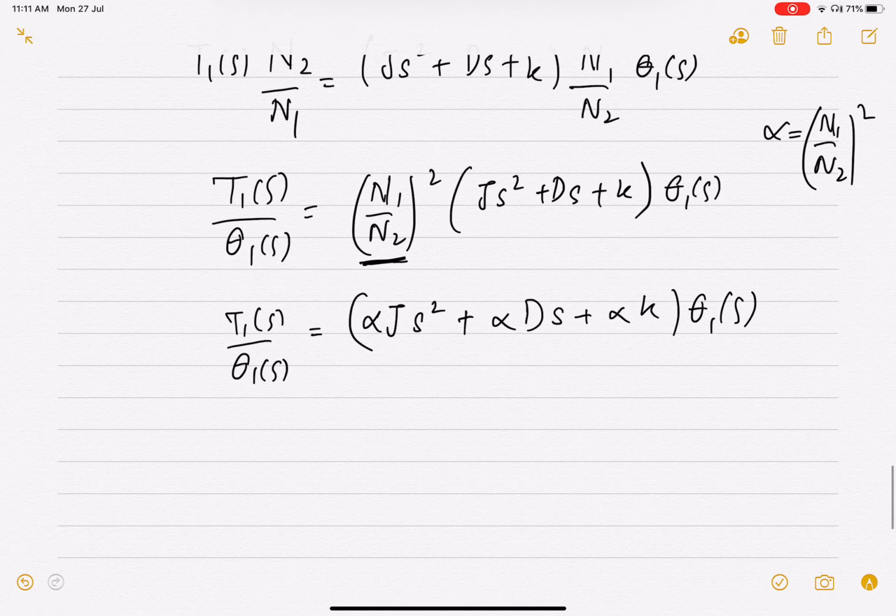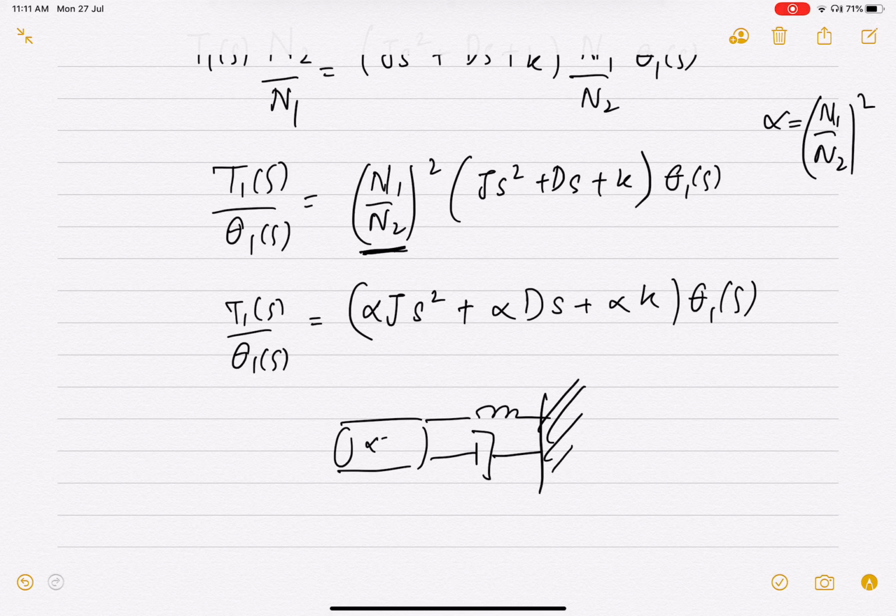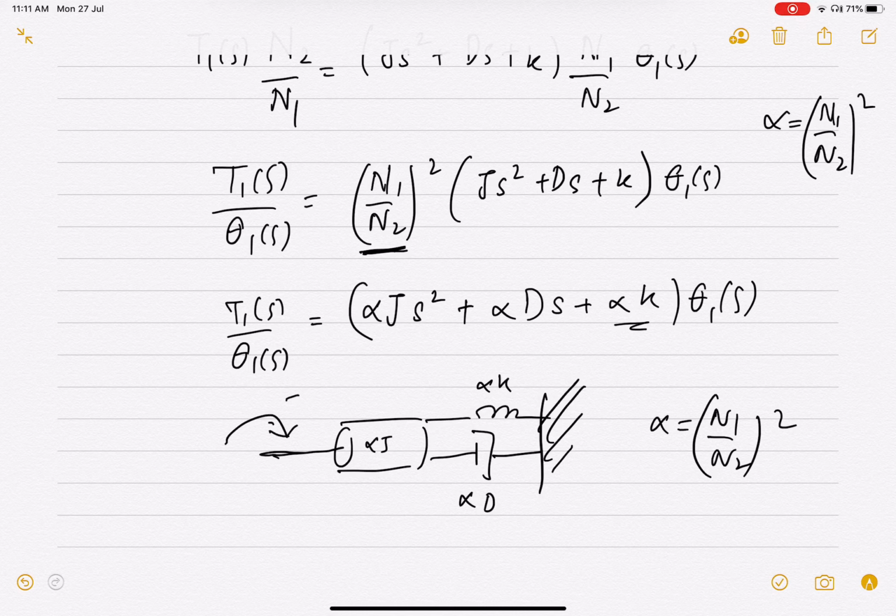So what does this look like? This looks like a system in which you have an inertia which is given by alpha J, right? A spring which is given by alpha k, and a damper which is given by alpha d, where alpha is equal to n1 by n2 whole square. And here you're having a torque in the counterclockwise direction and a displacement in the counterclockwise direction.